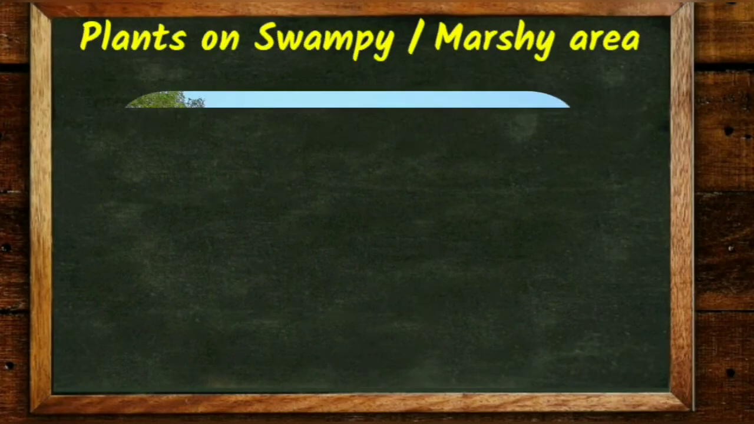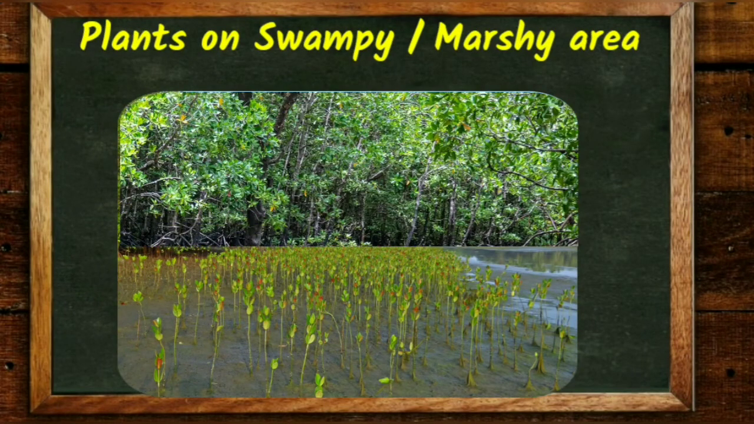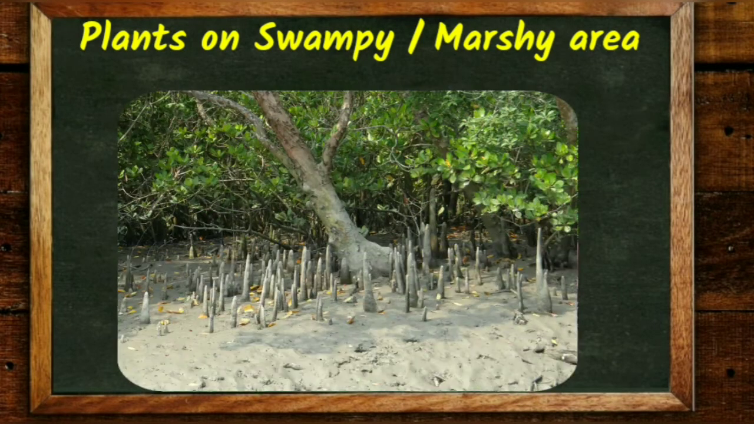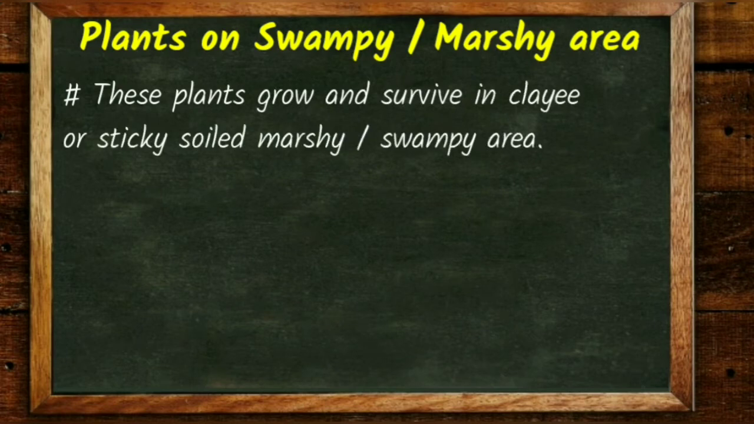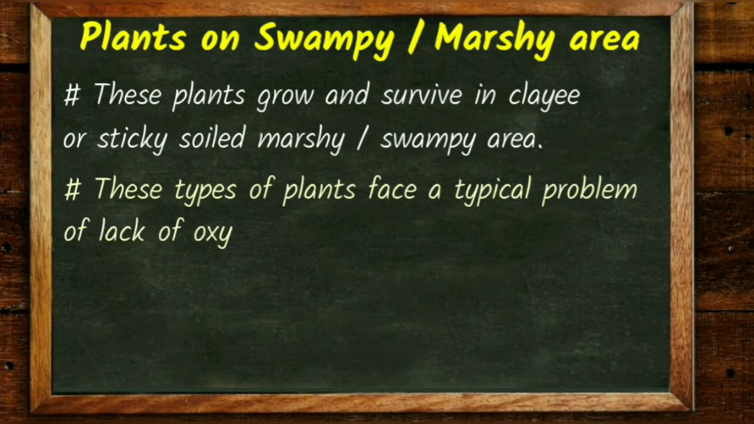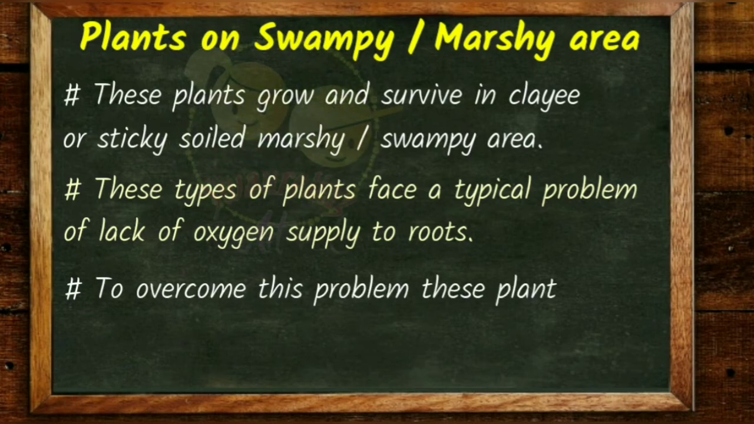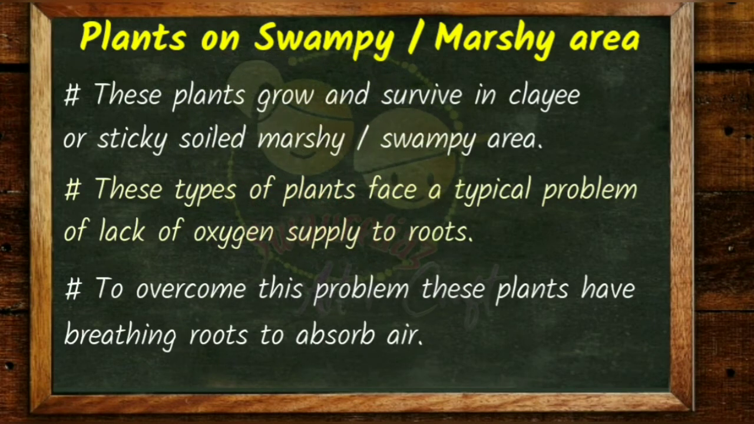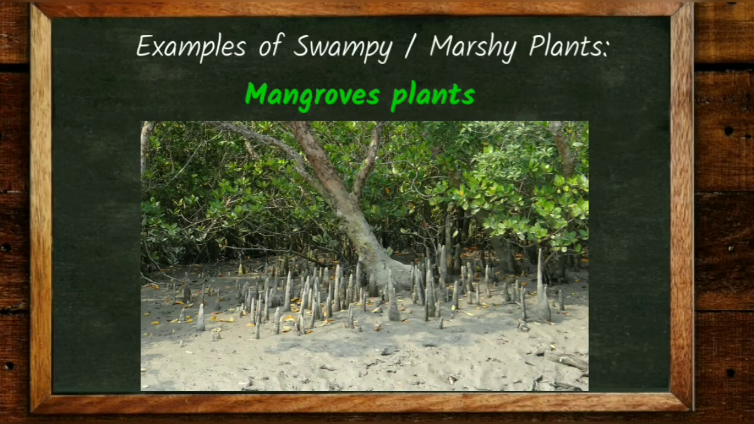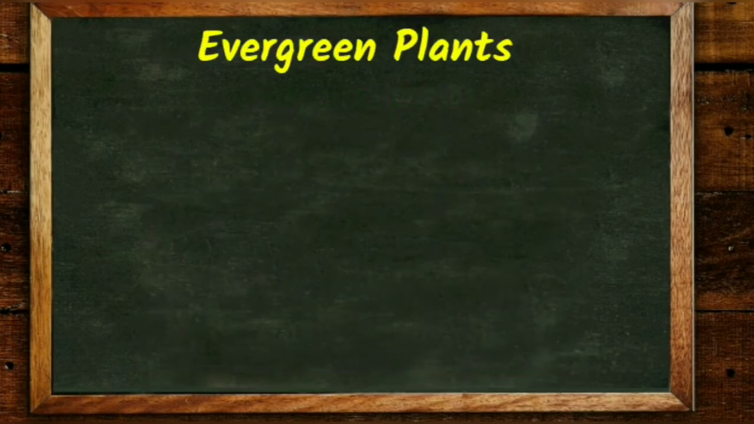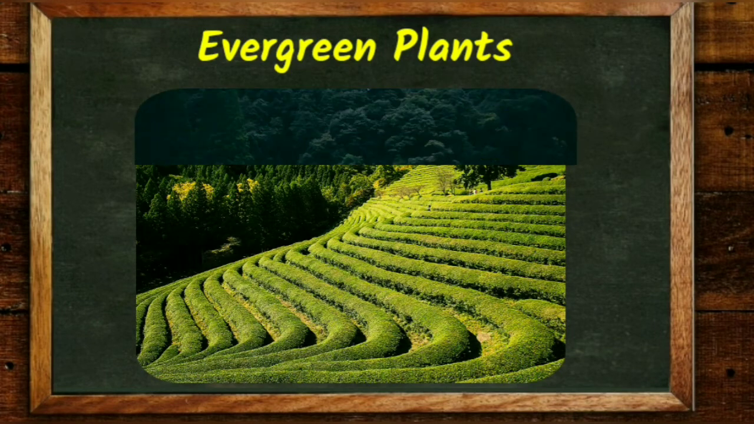Now we'll learn about plants in swampy or marshy areas. These plants grow and survive in clay or sticky soil, in marshy or swampy areas. These types of plants face a typical problem of lack of oxygen supply to the roots. To overcome this problem, these plants have breathing roots to absorb air. Now let's see examples of swampy or marshy area plants. Best example, mangrove plants.